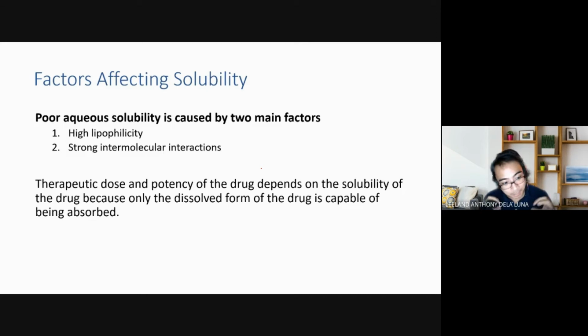Again, class, increasing the number of carbons in a chain can actually reduce its solubility in water. Okay? So, regarding therapeutic dose and potency, the next factor is strong intermolecular interactions. Ibig sabihin, class, the stronger the molecular interaction between two compounds, the harder it is to dissolve in water. A good example na lang, class, bakal.